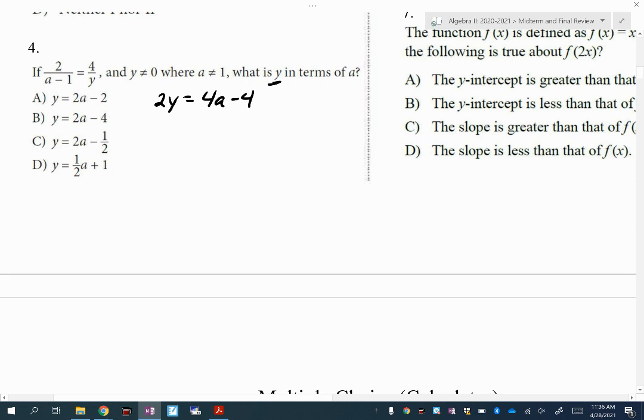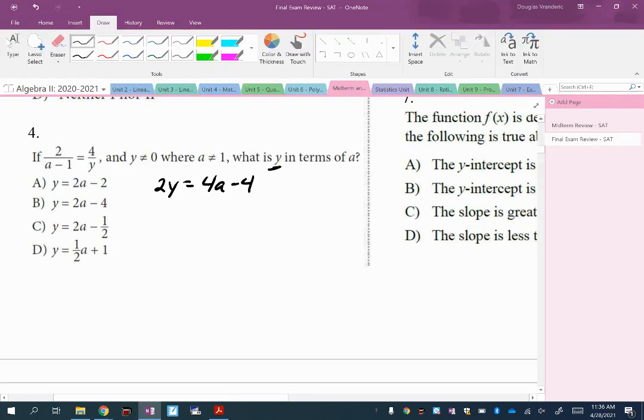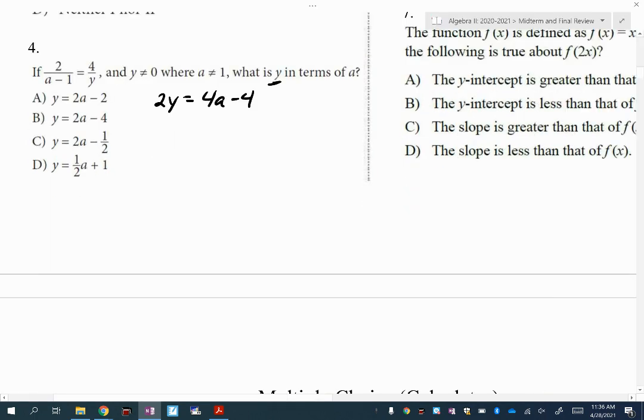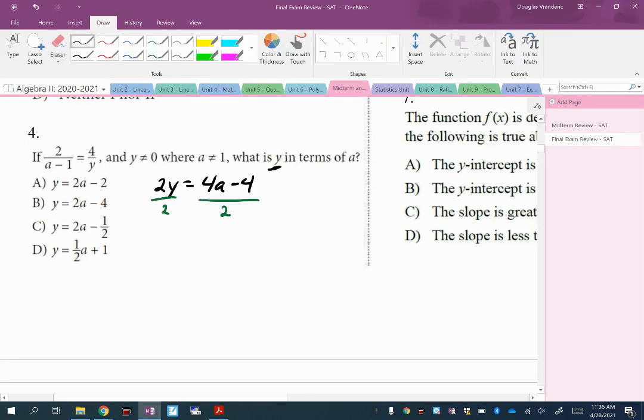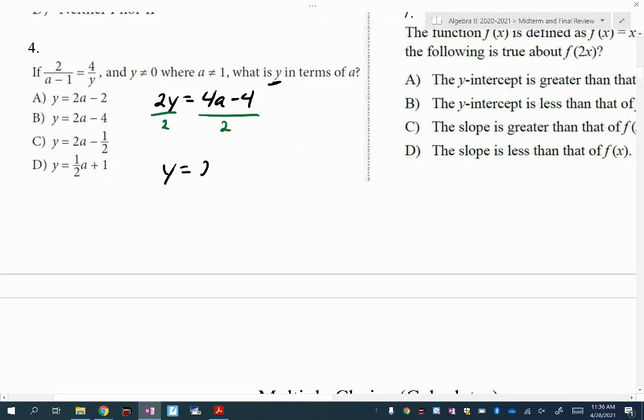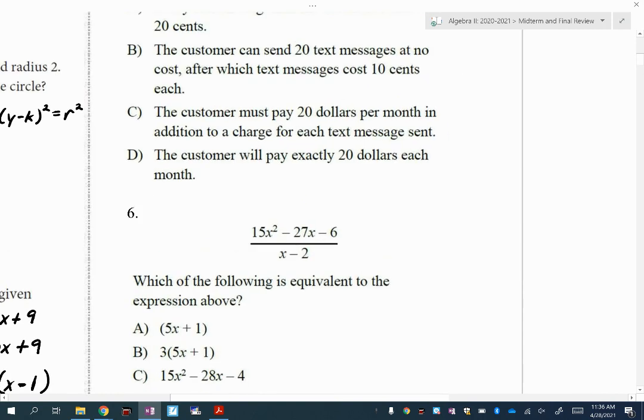Now I've almost got y by itself, right? Solving for y means isolating it. So I just have to divide both sides by 2. And if I divide both sides by 2, I'll get y equals 2a minus 2, which is a. Okay, number 5.